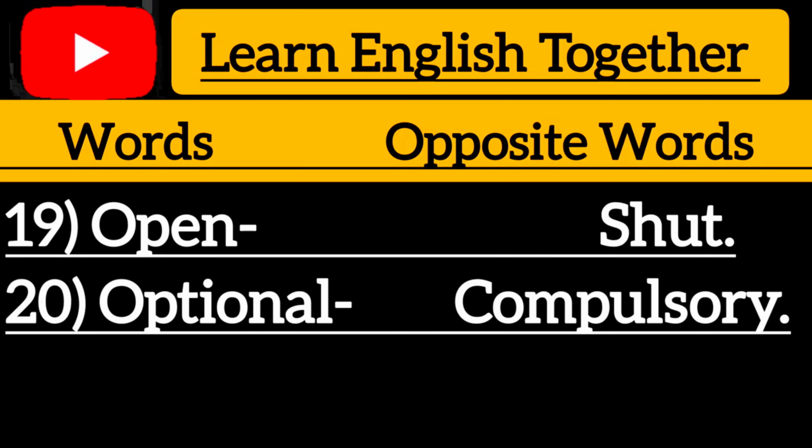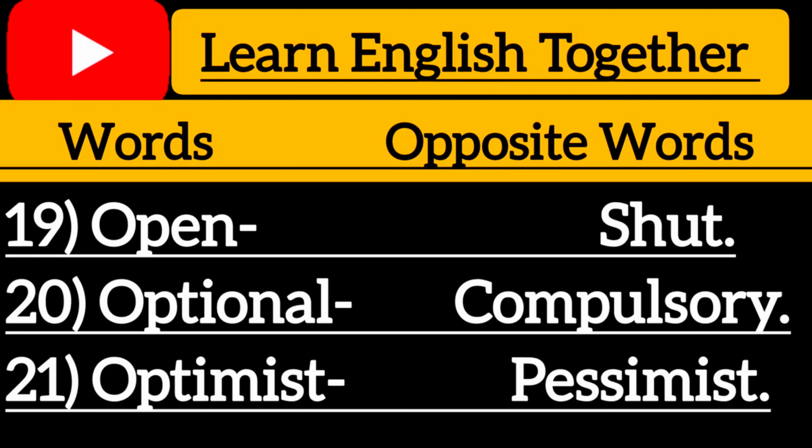Number 20, optional. Opposite word is compulsory. Number 21, optimist. Opposite word is pessimist.